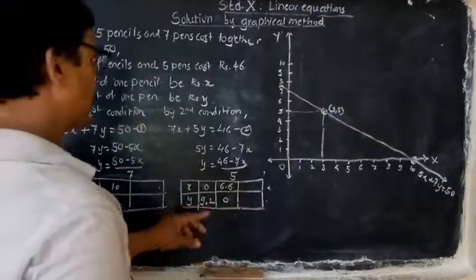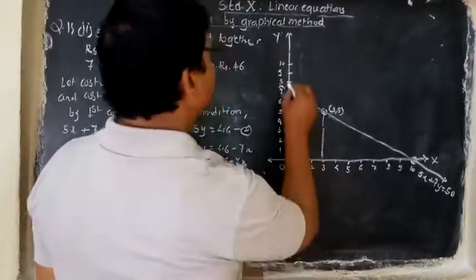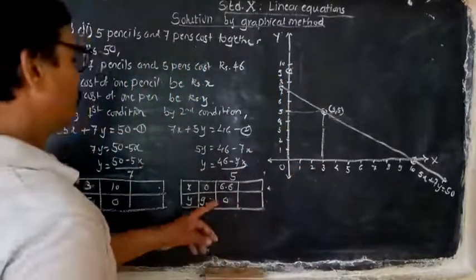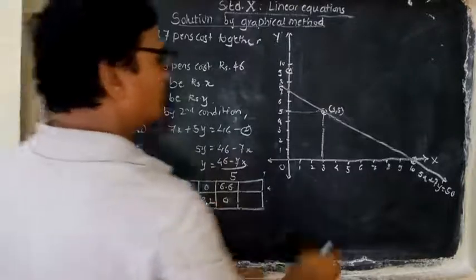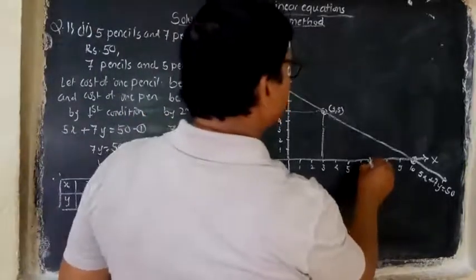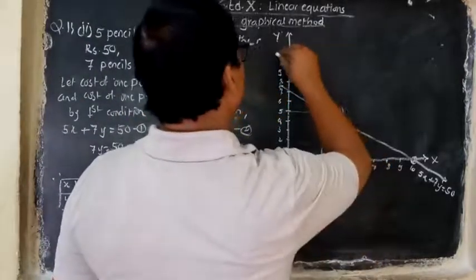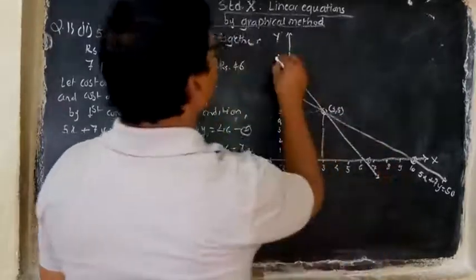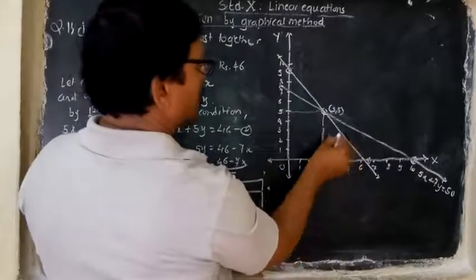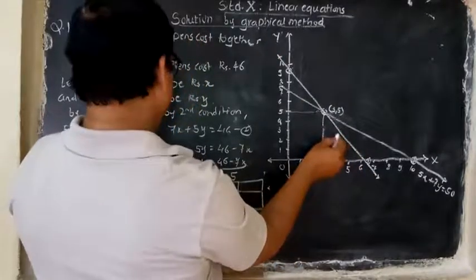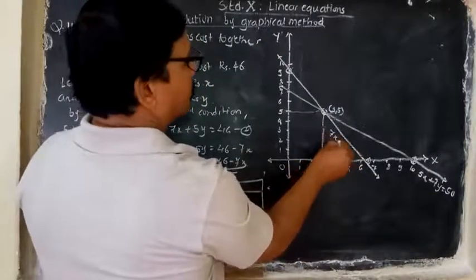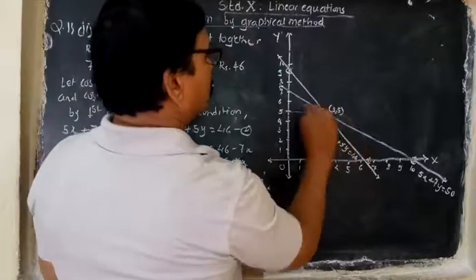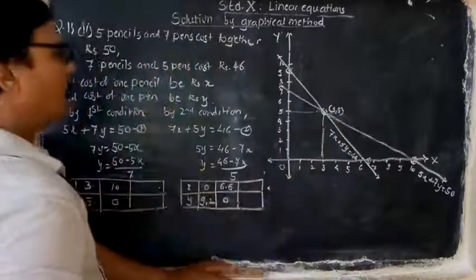Now let's see the next points: 0, 9.2 is somewhere here. Then 6.6, 0 is somewhere here. Both lines pass like this, and this is the equation of the line 7x plus 5y is equal to 46. The two graphs intersect at 3 and 5.